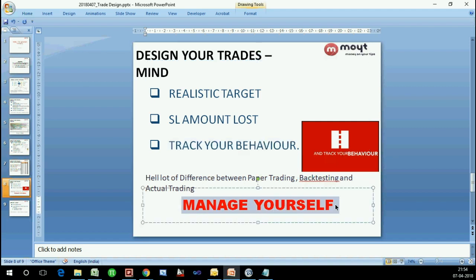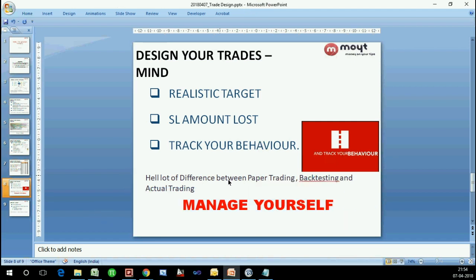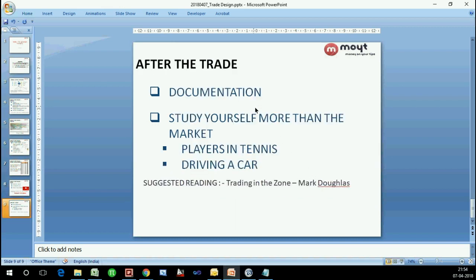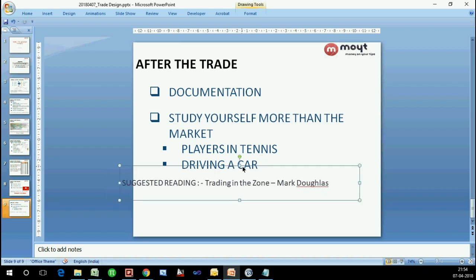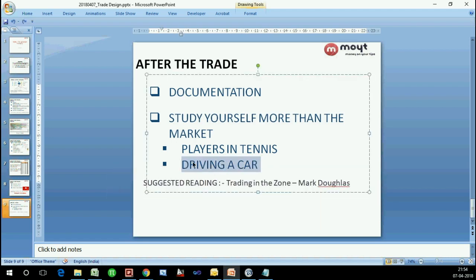Right? So it is more about managing yourself. On the next slide, I'll give you one reference. So track your behavior. After the trade, document, study what went in your favor, what went against you, and it should be an automatic system. Like when you are driving, initially you give a lot of thinking to gear, clutch, brake, but at later times it becomes automatic.